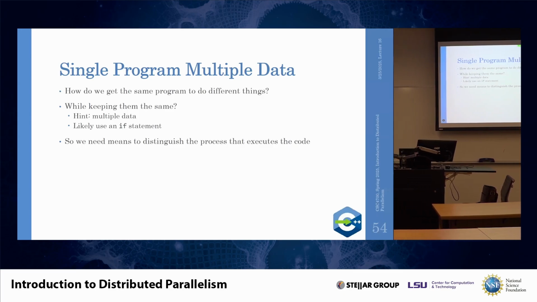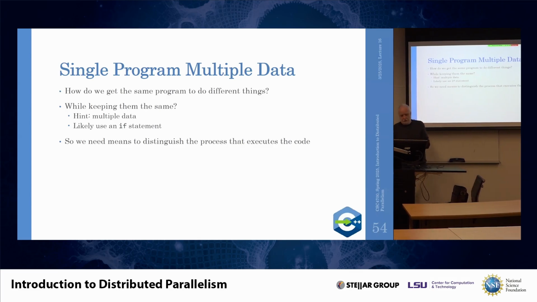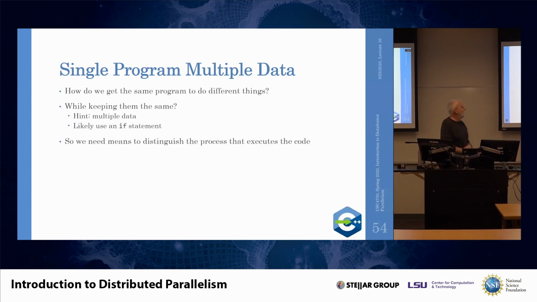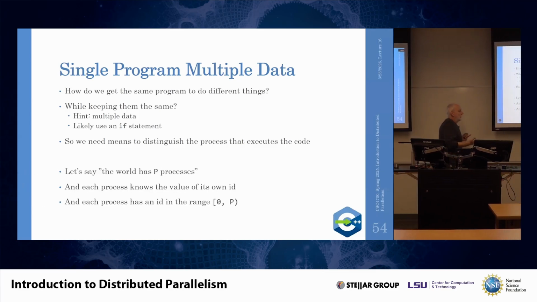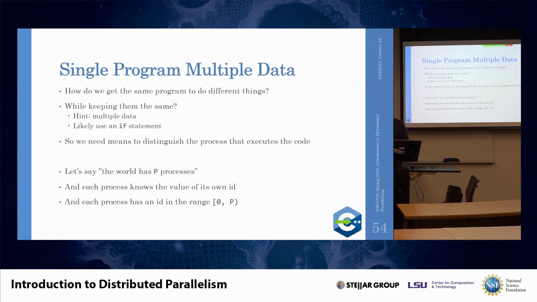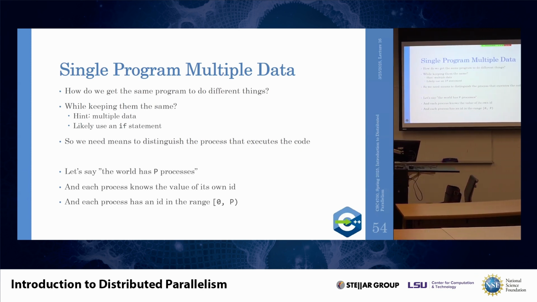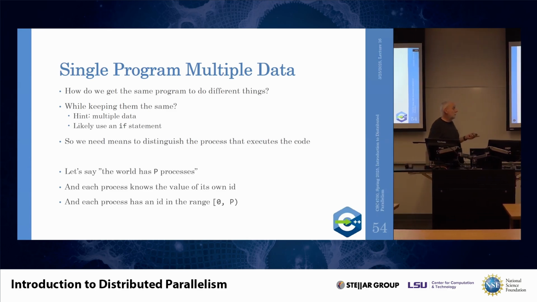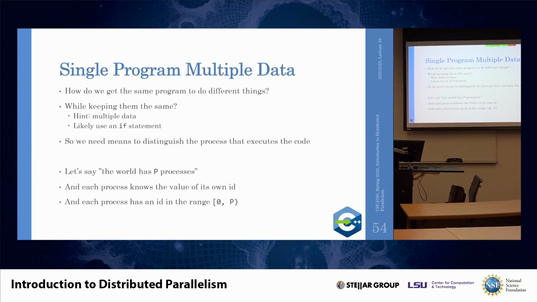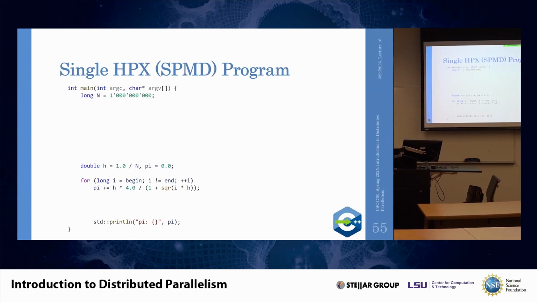In order to do that, we need a means to distinguish the processes. So all processes need to be able to distinguish themselves from all other processes. And this is done by assigning a number between 0 and p to each of the processes, where p is the number of processes, and that allows each of the processes to query the system, saying, hey, what is my p? Who am I? And that number will go from 0 to p. And then once we have that, we can use that number to modify our code such that we can compute begin and end based on n and our p.